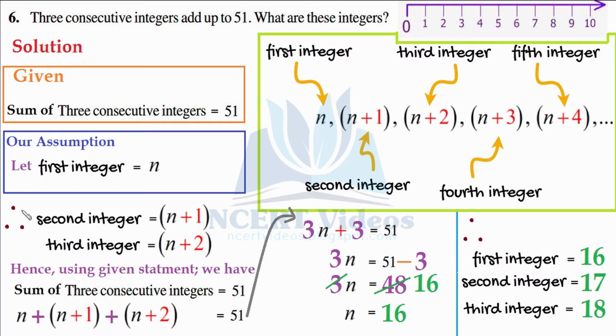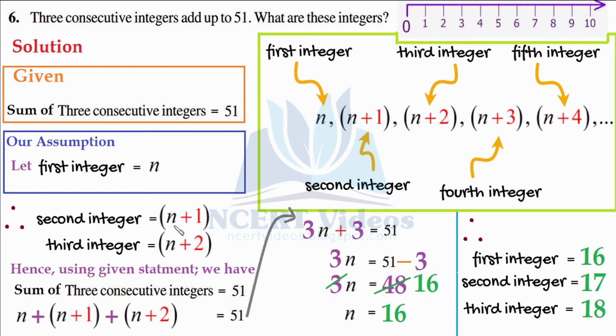Therefore, second integer will be equal to n plus 1, because again we are considering consecutive integers, that is continuous integers. Third integer would be n plus 2, and we will stop here. This is just for your understanding. Fourth integer would be n plus 3, and fifth would be n plus 4, and so on. But our requirement ends here only, because we are asked to find 3 consecutive integers that when we add them all gives 51. Hence, using the given statement, we have sum of 3 consecutive integers equal to 51.